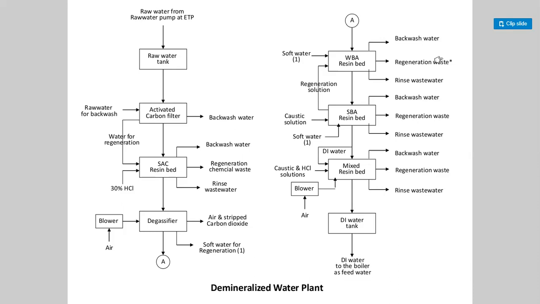From WBA resin bed, regeneration solution and caustic solution to SBA resin bed and soft water. From SBA resin bed, backwash water, regeneration waste and rinse wastewater. And from caustic and HCl solutions, DI water and a mixed resin bed and blower, air to blower. Same result: backwash water, regeneration waste, and rinse wastewater. And from DI water tank to the boiler as feed water. This is the demineralized water plant.